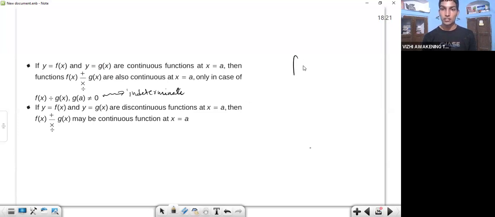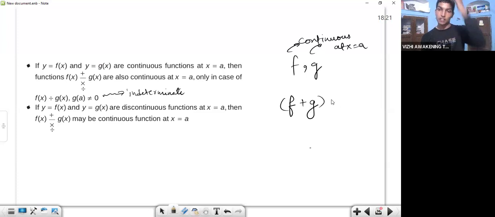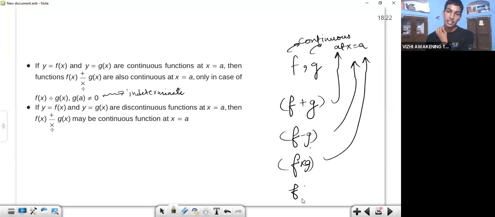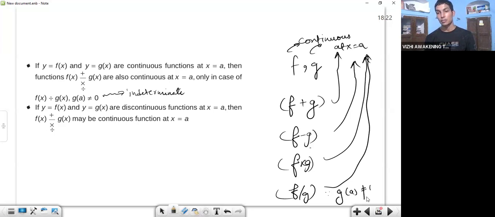Let me repeat it. If there are two functions f and g, and they both are continuous at x equals a, then if these two functions are added, the resultant function will also be continuous at x equals a. If they are subtracted, it will be the same case. If they are multiplied, their product will also be continuous at x equals a. If they are divided, they are also going to be continuous at x equals a, provided that in this case the value of g at a does not become 0, as if it becomes so, the value of the function will not remain finite.